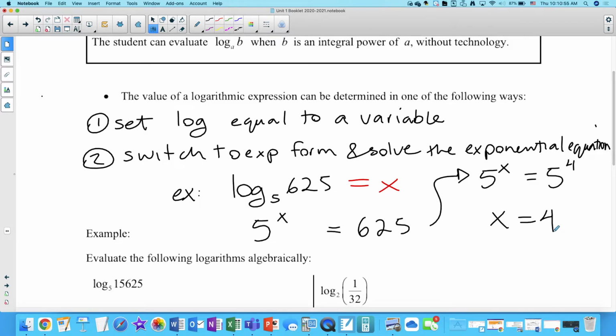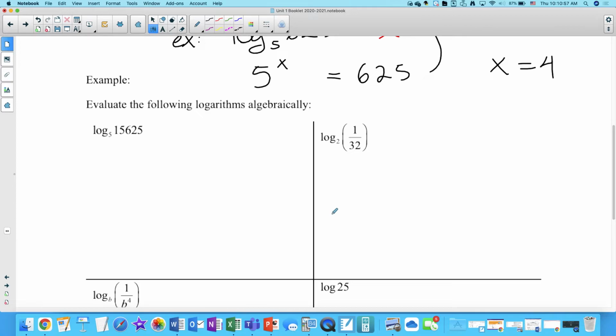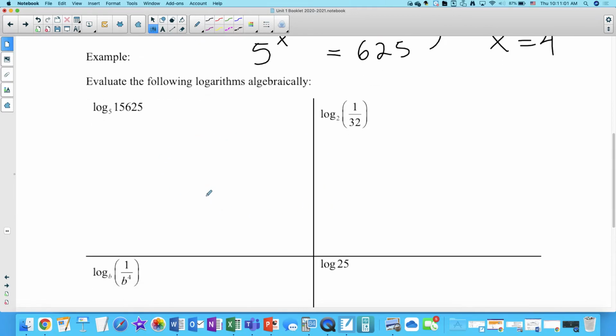Evaluate the following logarithms algebraically. So what we're going to do is set this equal to a variable. Actually, this one's really similar to the one that we just did. And then switch forms. Okay? So my base is 5, my exponent is x, the value is 15,625.